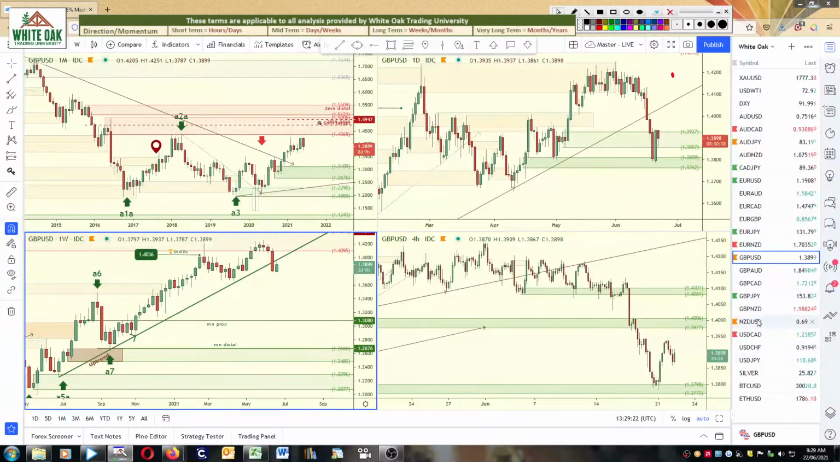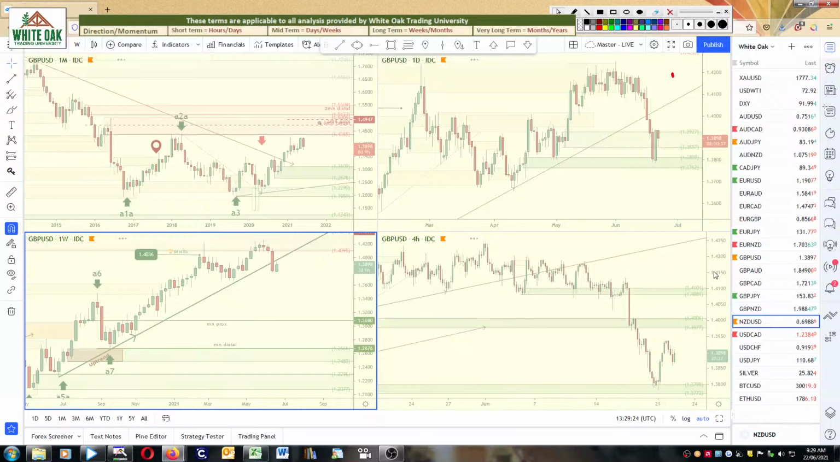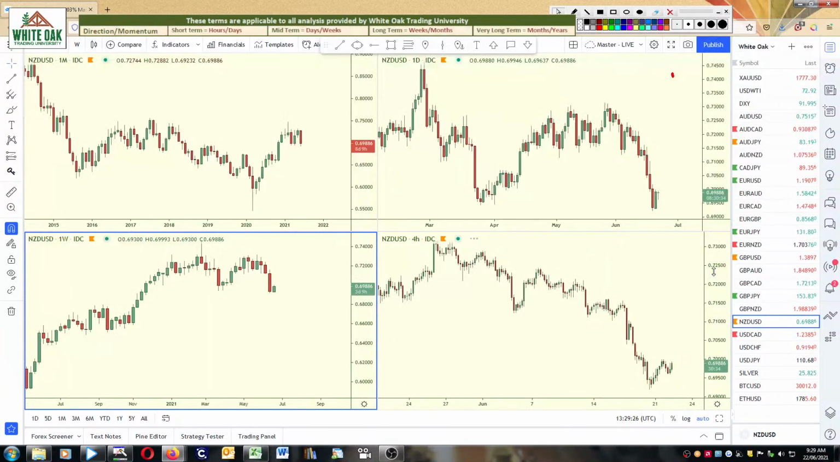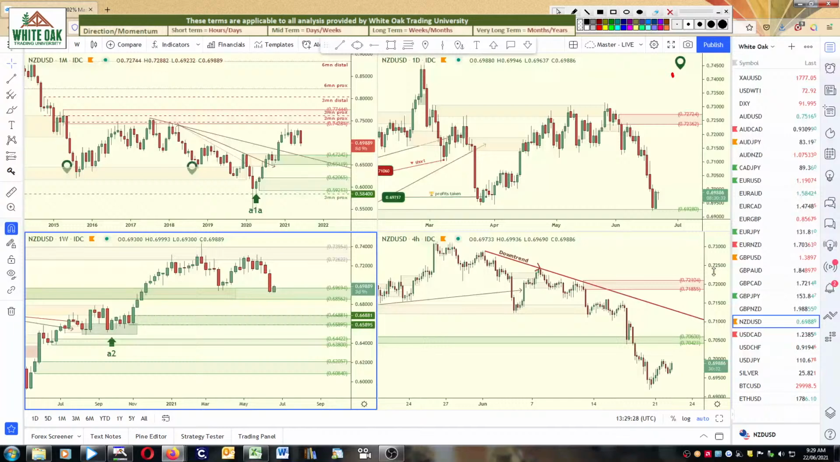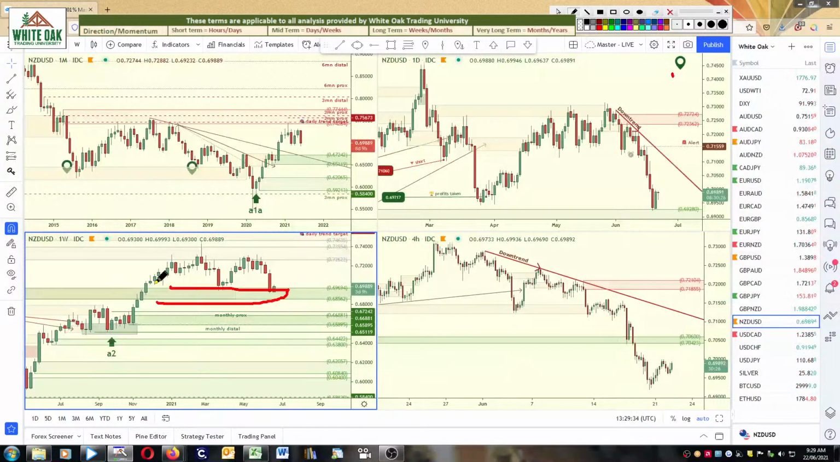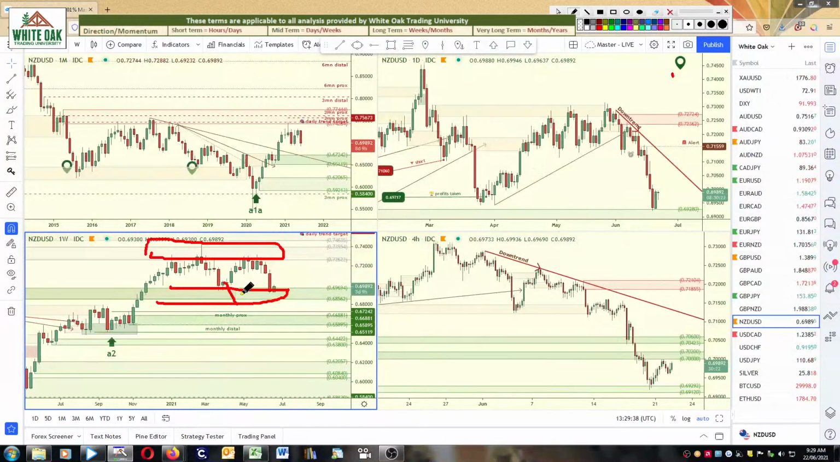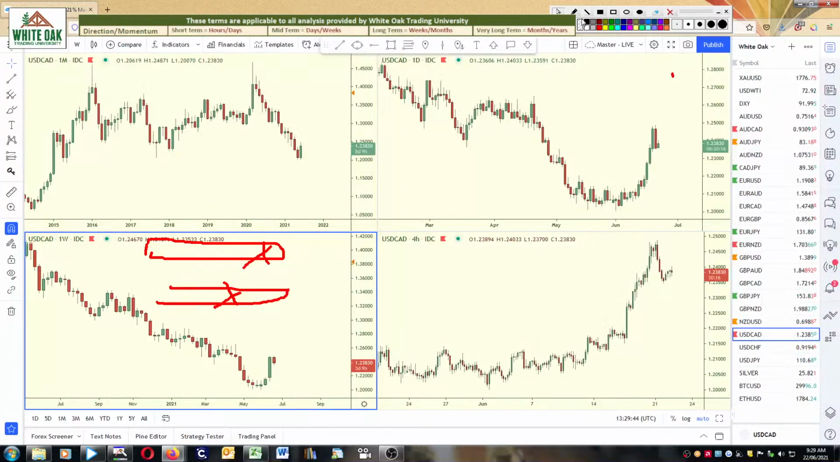Now we're going to go over to the Kiwi really quickly. It dropped and it's hitting an area of institutional demand. Right here, we talked about this many times, that price is stuck in a range. We need one of these areas to break to have clear direction. So we'll wait and see what happens with that, because that hasn't happened yet.